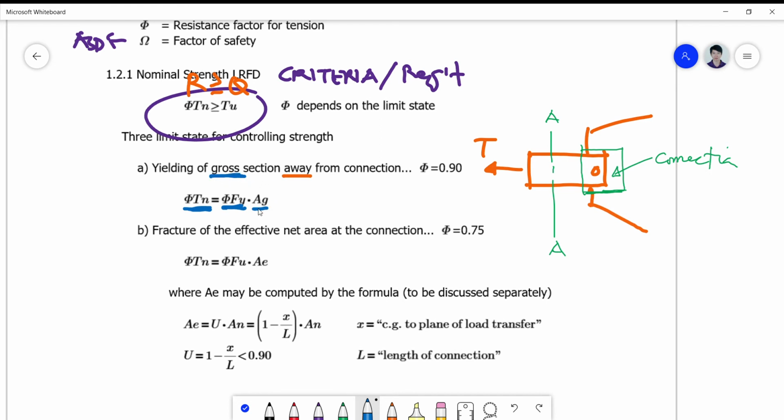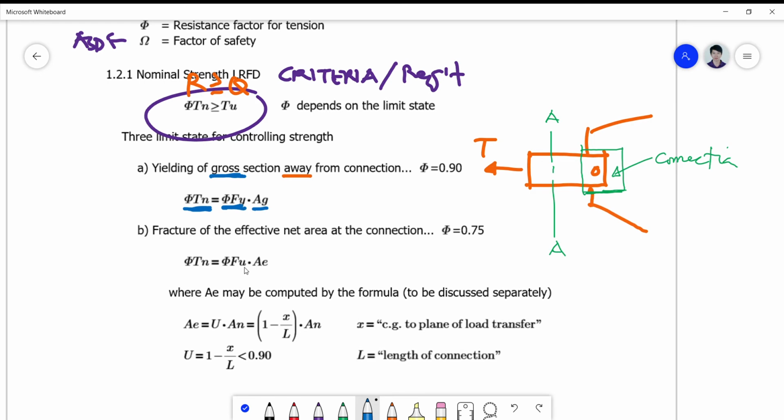Okay, so this is now your first limiting state for tension. And for the second limiting state, we now focus on the connection itself. So in the connection, you will notice the only difference between the two is the strength involved and the area involved. Okay, here we have the yield.